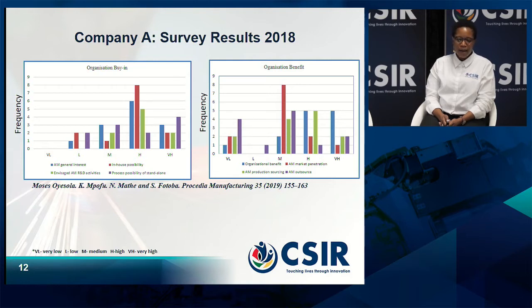In terms of organizational buy-in, you can see that most of the employees looked at this as an in-house possibility within their own facilities. And in terms of the organizational benefit, there was market penetration that the company employees realized additive manufacturing can be applied to. But in looking at how this system can be integrated, most of the employees saw this as a standalone system and not as a system that can be integrated within their manufacturing facilities.